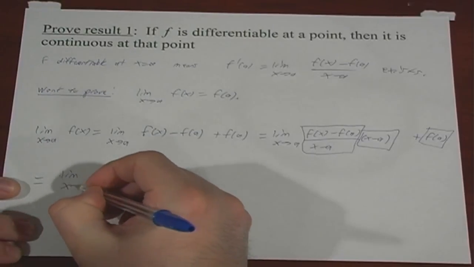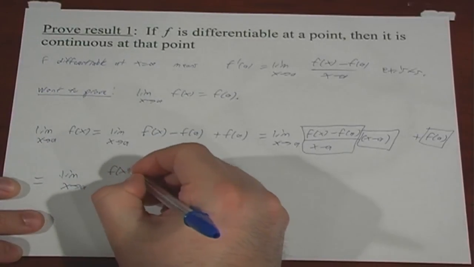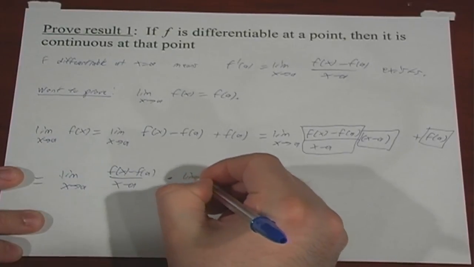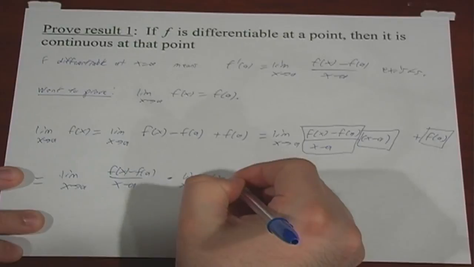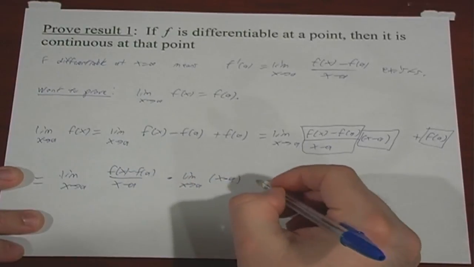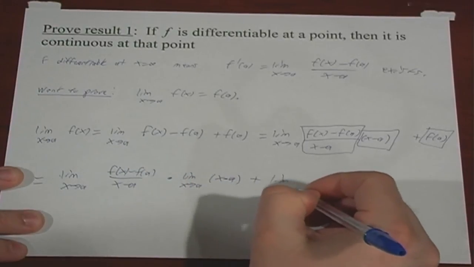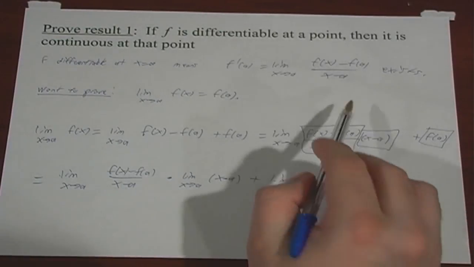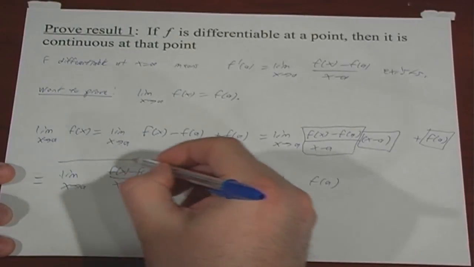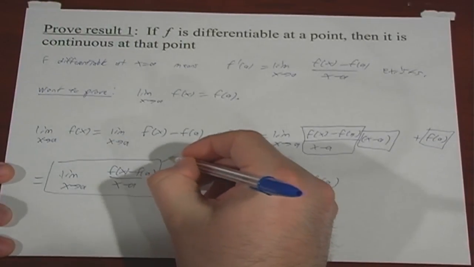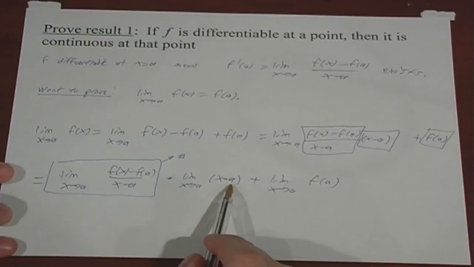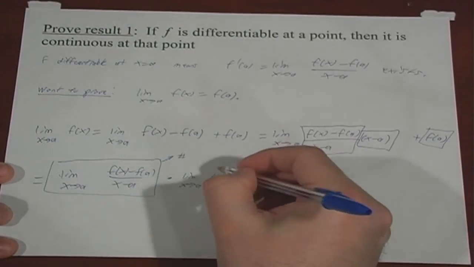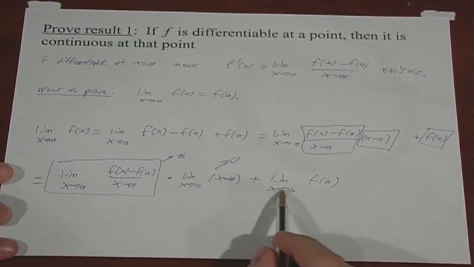So anyway, this becomes, after a couple of limit laws, the limit of (f of x minus f of a) over (x minus a), times the limit as x goes to a of (x minus a), plus the limit as x goes to a of f of a. I know all those limits exist. So this here, I don't know what it is, but this is a number. Some number. What's this limit? Well, it's the limit of a polynomial. You can plug in a for the x. What do you get? A minus a. This limit is 0.